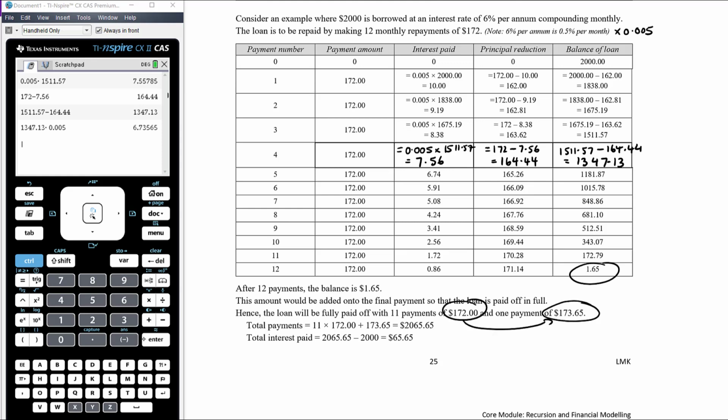We would add $1.65 onto the $172 and make our last payment $173.65. So total payments would be 11 payments of $172 plus 1 payment of $173.65, to make total payments of $2,065.65. And therefore the interest paid over these 12 months is $65.65.